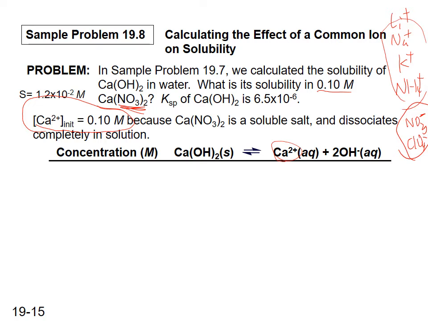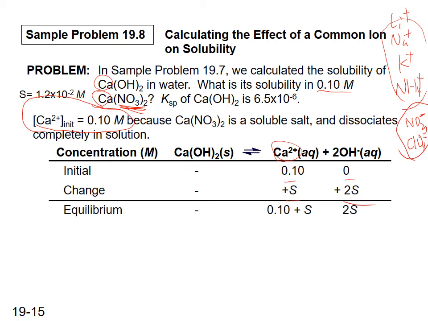And it produces the common ion calcium. Now we can write the initial concentration. Calcium is 0.1, hydroxide is still 0. And if we assume the solubility is unknown S, then the change is calcium S, hydroxide 2S. And at equilibrium, calcium is 0.1 plus S, hydroxide is still 2S.